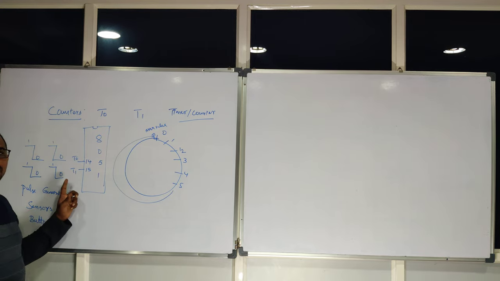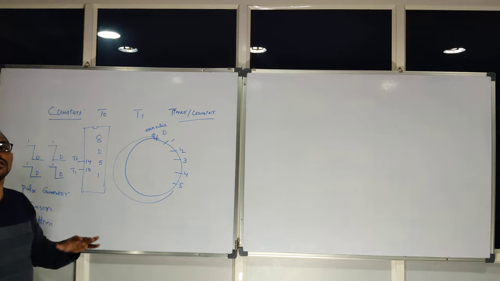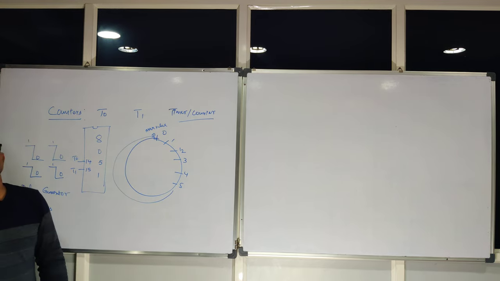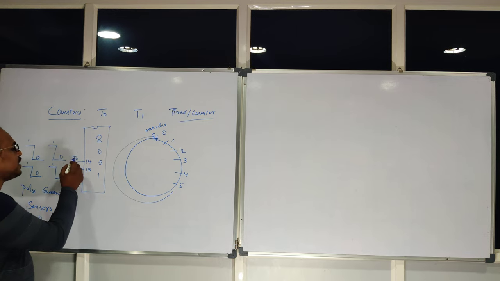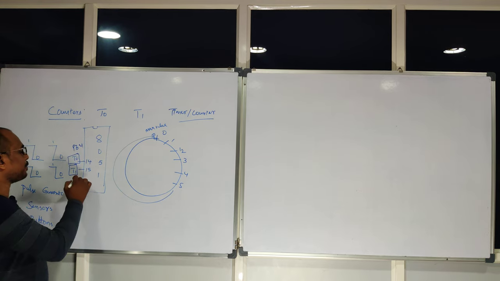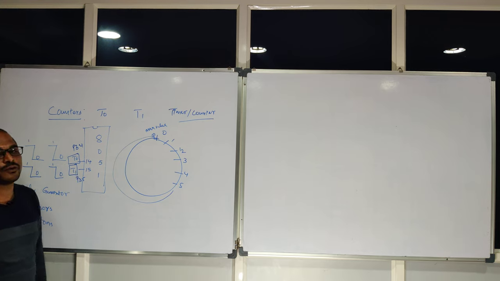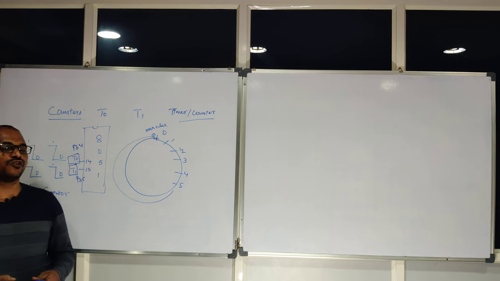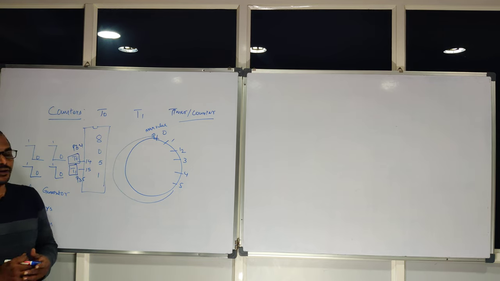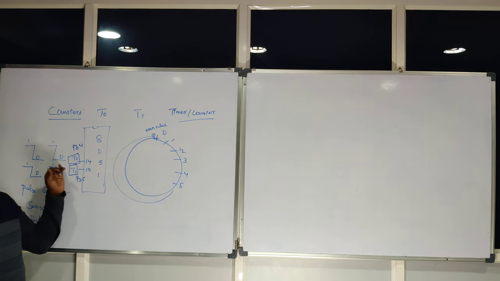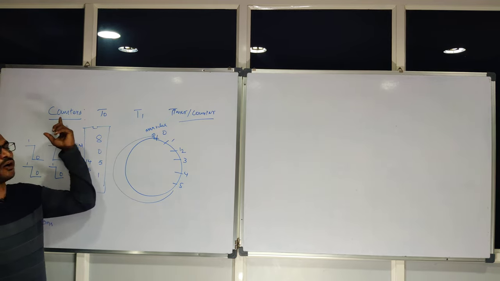But the one difference with counters is that they are used for counting external pulses. And where do you need to provide these external pulses? Across the T0 and T1 pins. These two are the alternate functionalities of the P3.4 and P3.5 pins from the pin diagram, pin numbers 14 and 15. Here you need to provide your external pulses whenever you are dealing with counters.